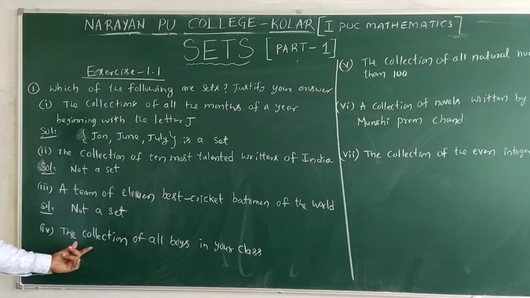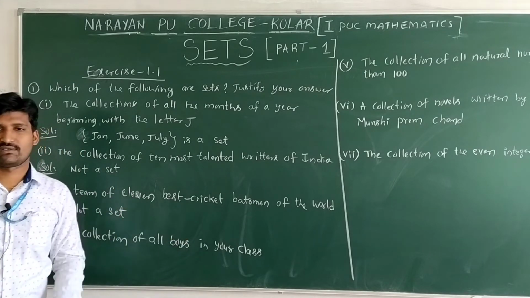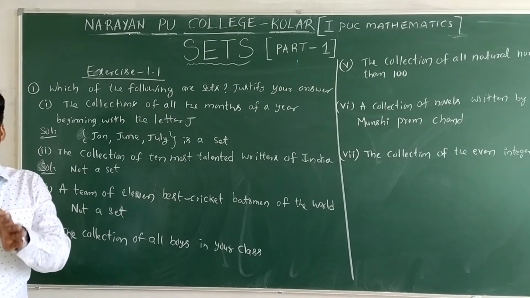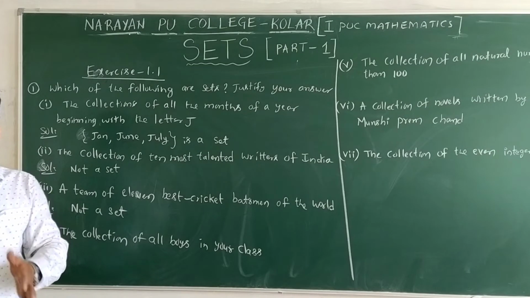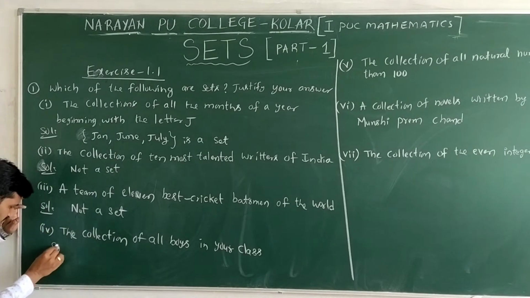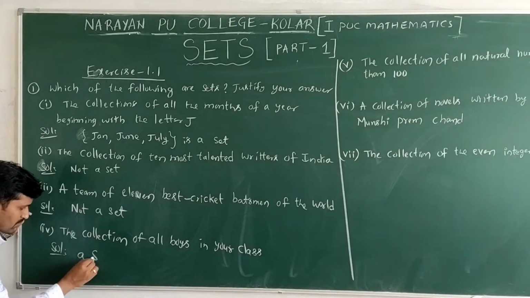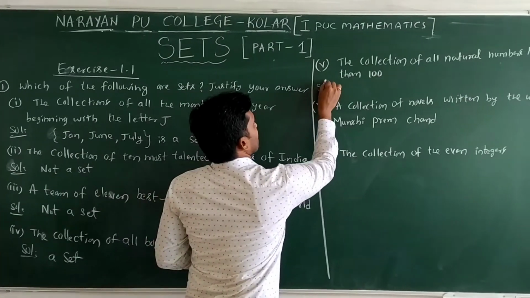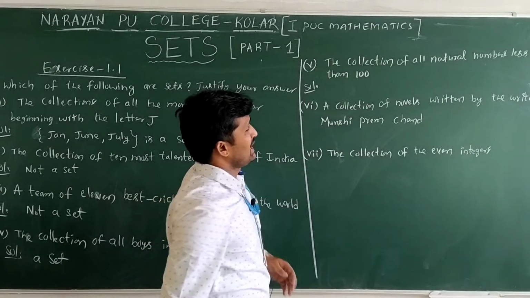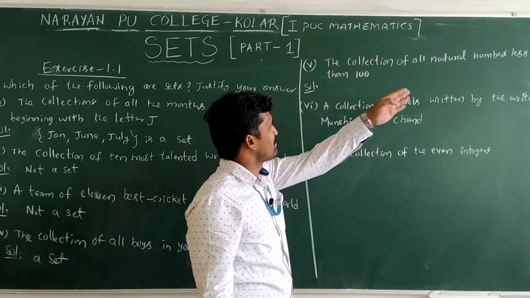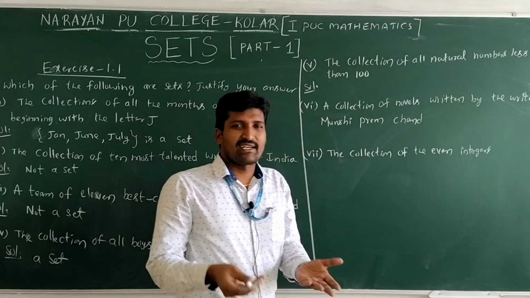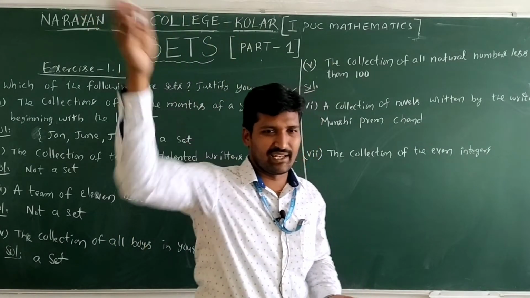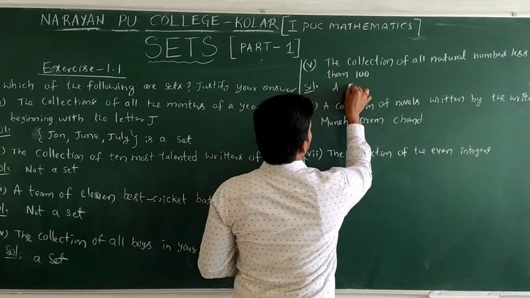Coming to the next, the collection of all boys in your class. It is defined because as per your class, you can say how many there are. That's defined clearly. That's why this is clearly a set. Next, coming to the fifth one, the collection of all natural numbers less than 100. Natural numbers less than 100 are clearly defined: 1, 2, 3, 4, 5 up to 99. This is also clearly a set.